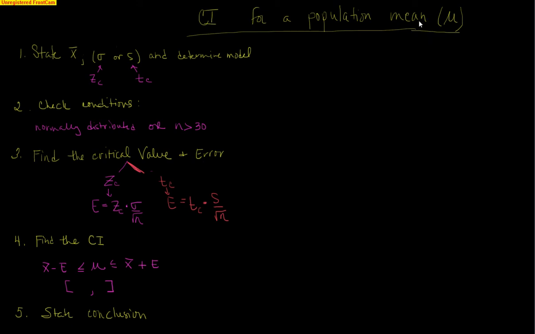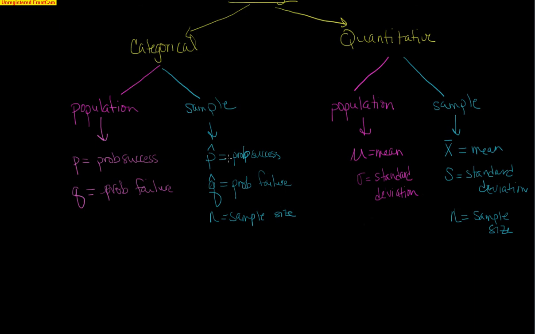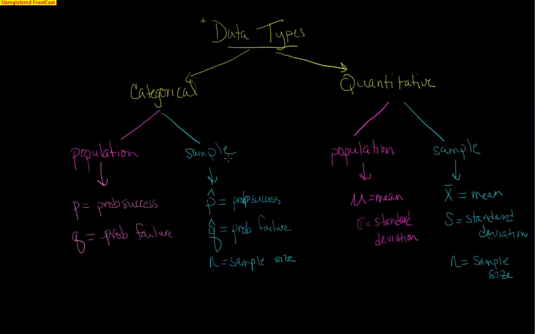Okay, hi everyone. In this video, we're going to take a look at finding confidence intervals for a population mean. But before I do that, I'd like to just take a second and go over our different types of data, so we understand when we're doing a population proportion and when we're doing a population mean.